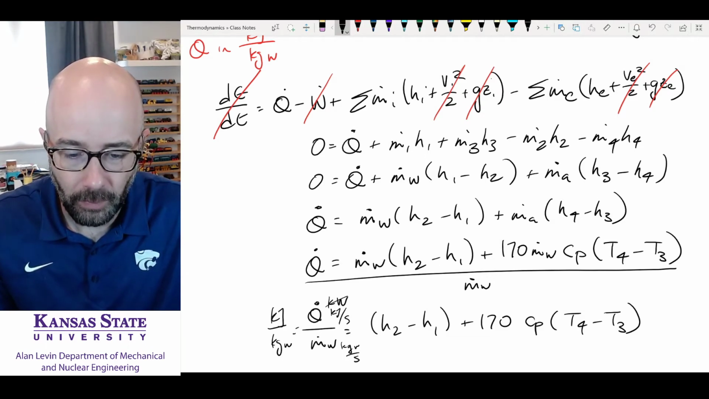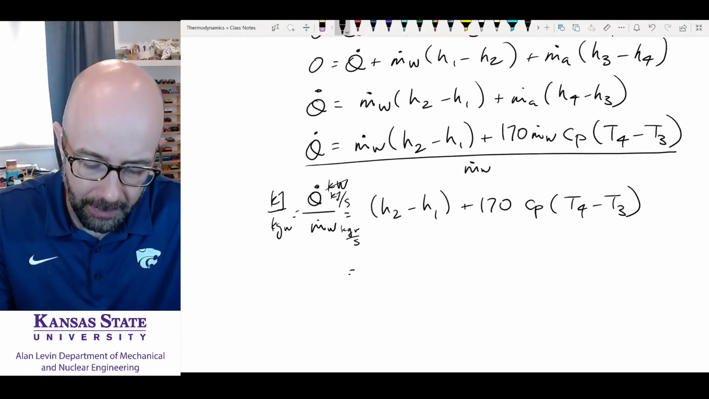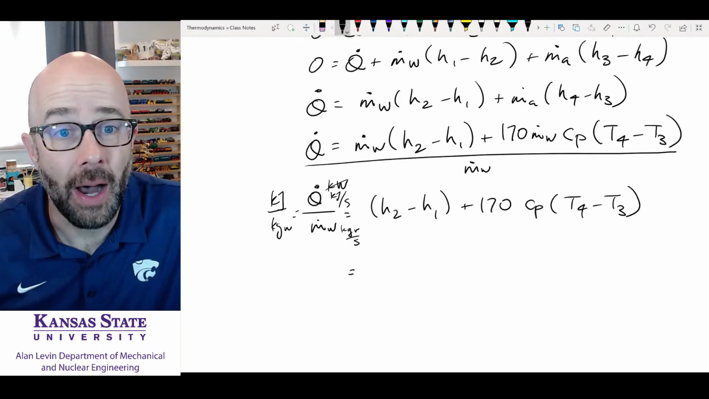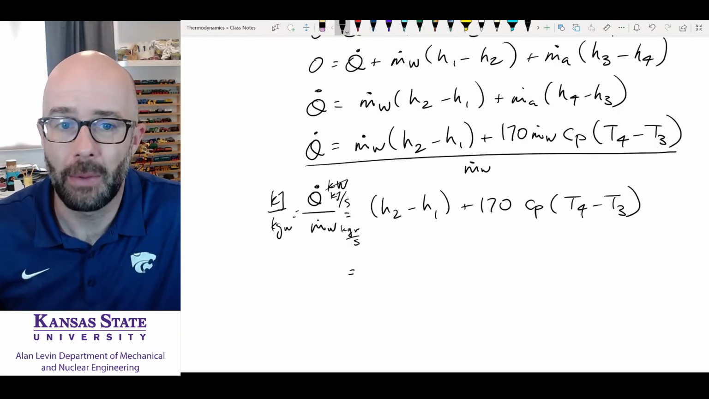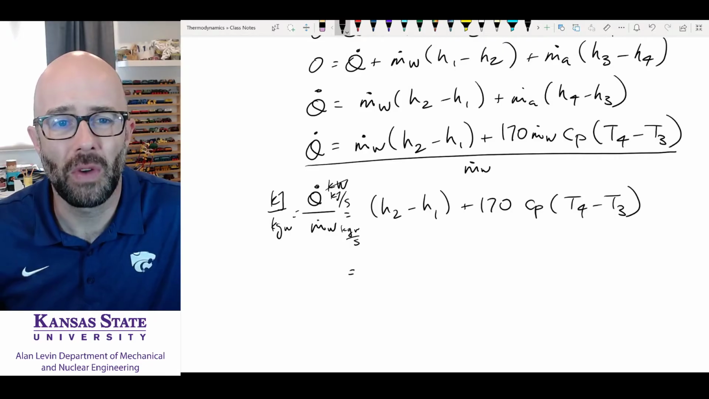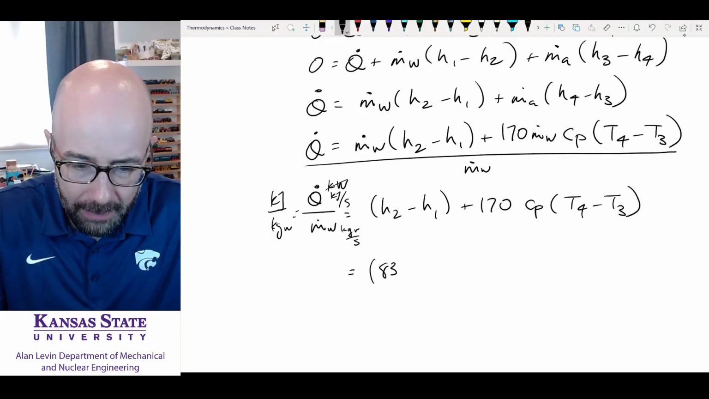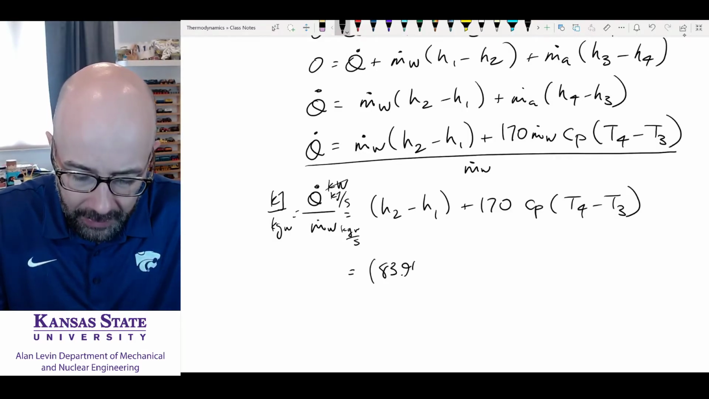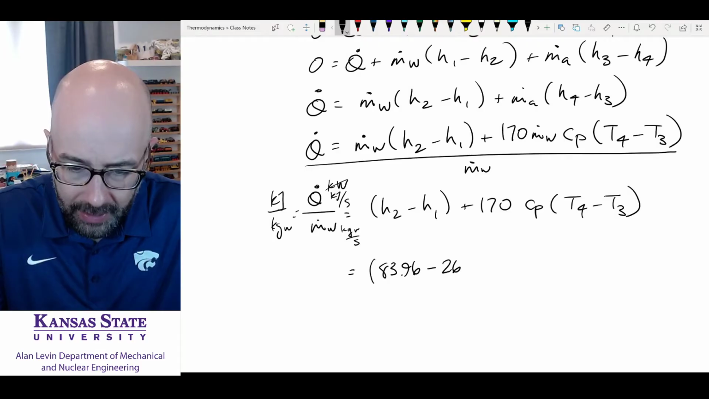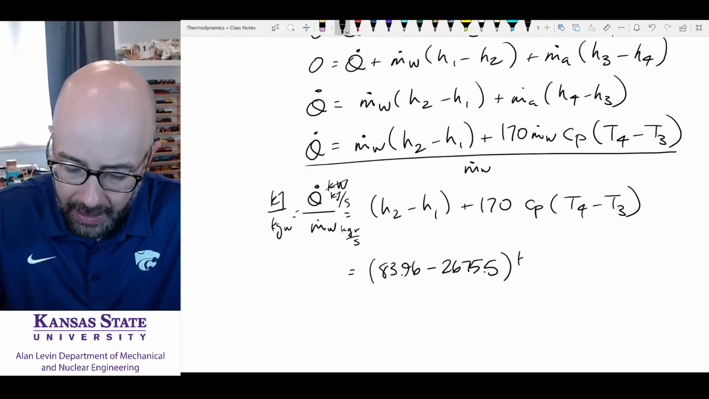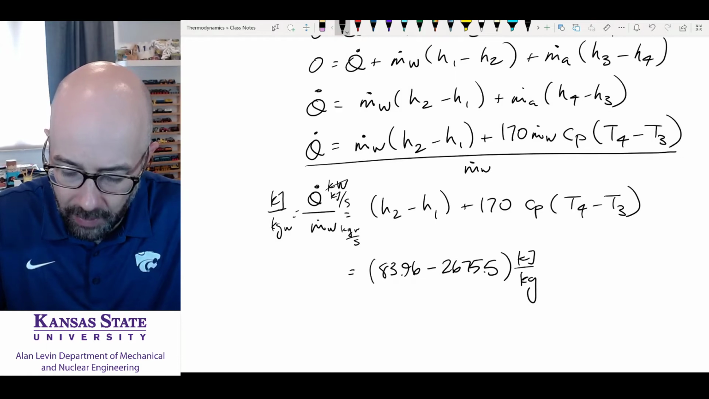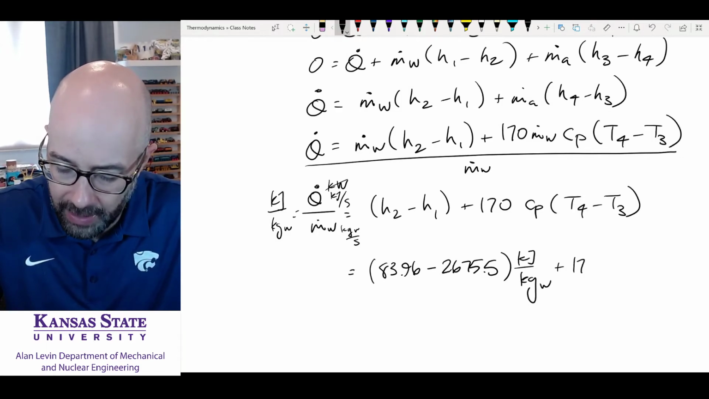Okay. So if I go through here and look this up, I'm not going to pull up my tables. I encourage you to pause and see if you can find the table values for this. But by now I think we should be pretty comfortable with finding table values here. h2 is going to be 83.96. h1 is going to be 2675.5. This is going to be kilojoules per kilogram. Plus 170 times c sub p, which is equal to 1.005 kilojoules per kilogram Kelvin.